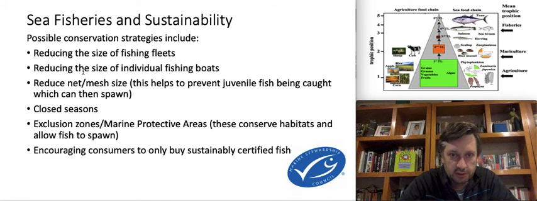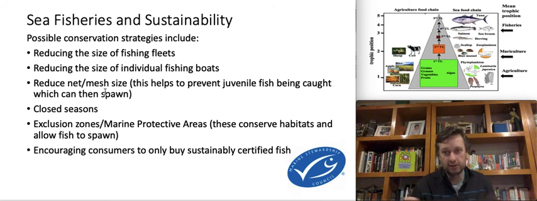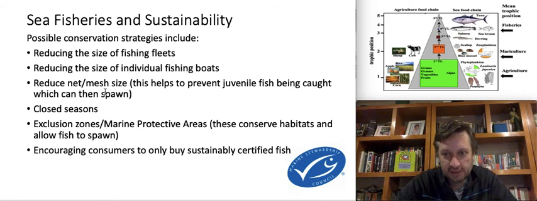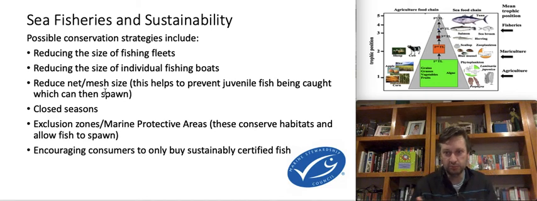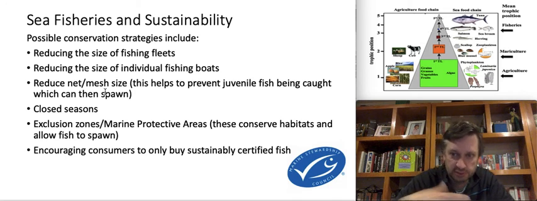Number two, the size of individual fishing boats can be reduced, and net sizes or mesh sizes can be reduced as well. The idea of that net size specifically is that it's very important to catch mature fish but allow young fish to escape so that they can go on and spawn and produce the next generation.